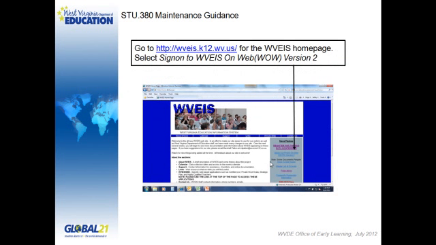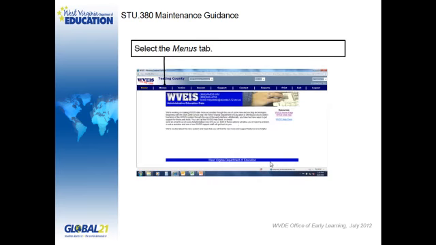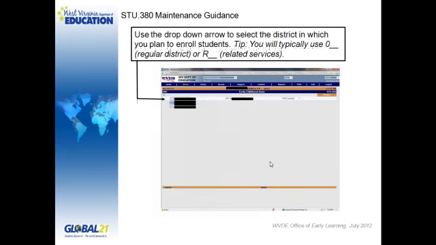You would go to the address seen on your screen to log into WVEIS on the web. Log on with your WVEIS user ID and password, click Submit, select the Menus tab, and then you should have access to a menu item called STU 380 Collaborative Early Childhood Data. If you do not have access to that, please contact your county WVEIS coordinator to give you access to this.